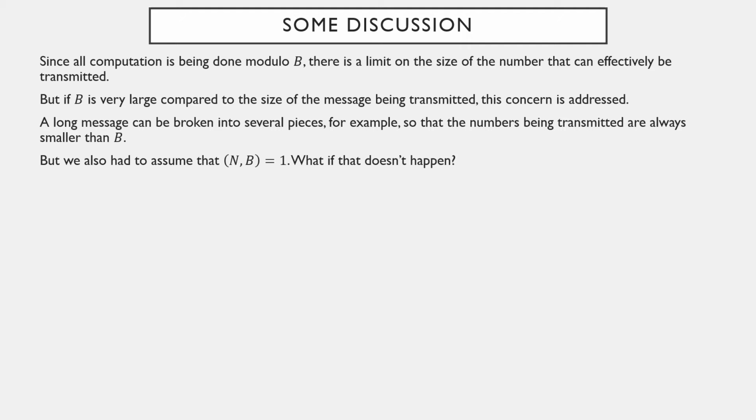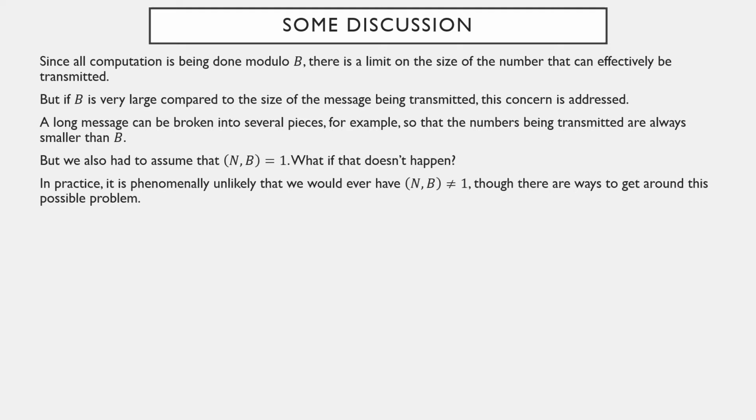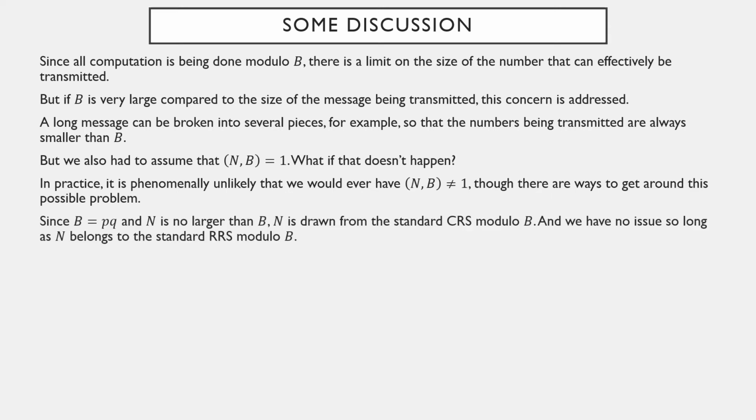We also at some point had to assume that our message n is relatively prime to the base. And remember, when we make our message n, while we do know the base, we very much do not know its prime factorization. That is not something we can reasonably compute. So how do I guarantee that n is relatively prime to the base? Well, in practice, it's extraordinarily unlikely that it won't be. There are ways to get around this possible problem. Now, since b is the product of two primes, even if I don't know what the primes are, I do know this technique works in this manner.